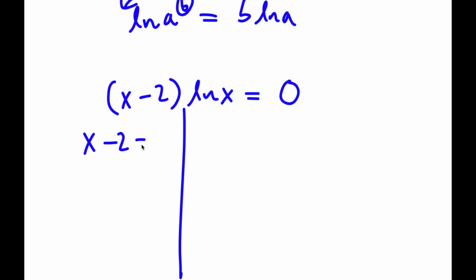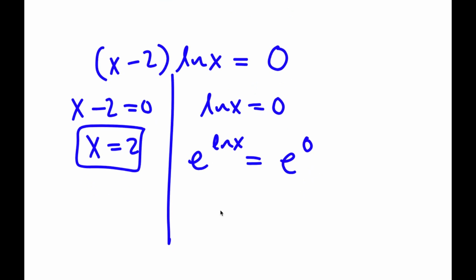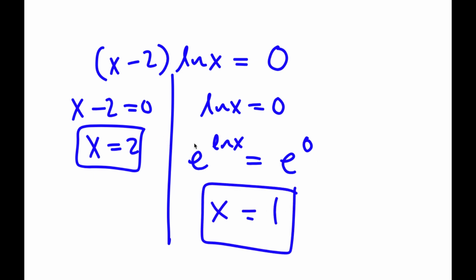So now this gives me two equations. I have x minus 2 is equal to 0, and I have ln x is equal to 0. So for x minus 2 equals 0, x is obviously equal to 2. And for ln x equals 0, I'm going to take e to the power of both sides. So now I have e to the power of ln x is equal to e to the power of 0. E to the power of ln x is simply x, and e to the power of 0 is 1. So my two solutions are 2 and 1.